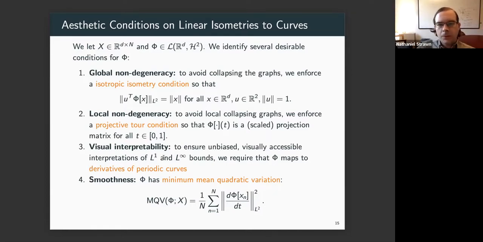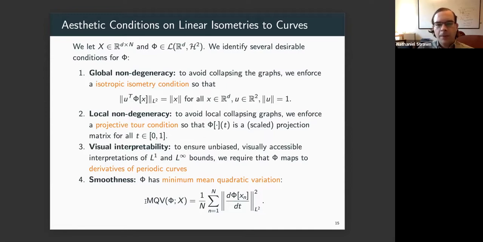So we'll force phi to map to these derivatives. The next thing is that I want to preserve a smoothness condition, right? Or I want to have some sort of smoothness to the plots, just so that we avoid things like these problems with the naive implementation of parallel plots. So we'll introduce this thing called the minimum mean quadratic variation.